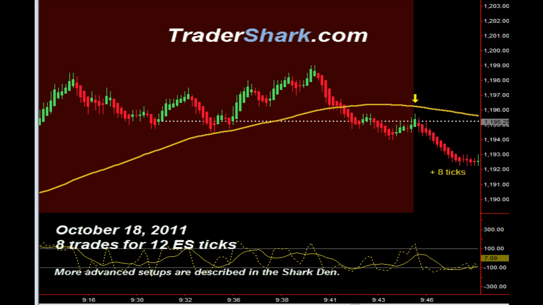Today is Tuesday, October 18th, 2011. The following are examples of trade setups that occur on a regular basis. We are showing 8 valid trade setups for a potential profit of 12 ES ticks. The market opened up this morning at 1195.25, represented by this white dotted line here.